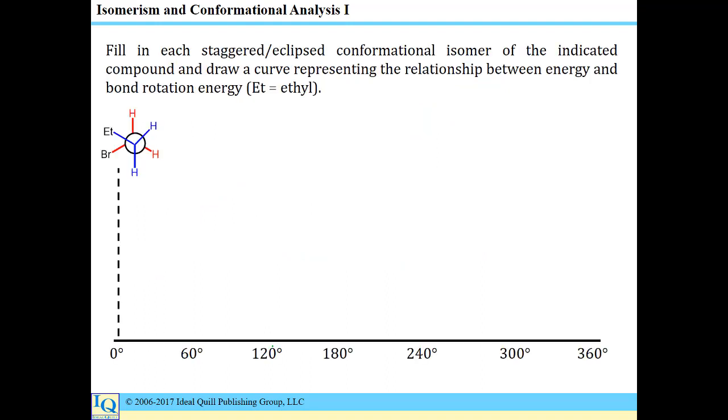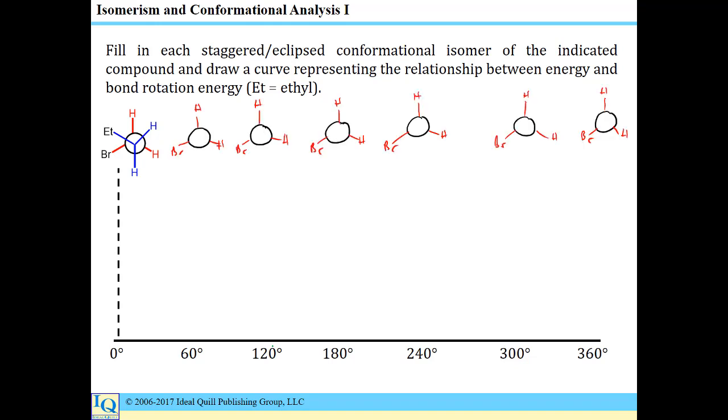This question asks us to draw all of the conformational isomers for this compound, rotating around the bond indicated, front versus the back of the Newman projection, and then to assess the relative energies of these species. Let's start by drawing the back part of the Newman projection for all of these, and we can just go about rotating the front part.